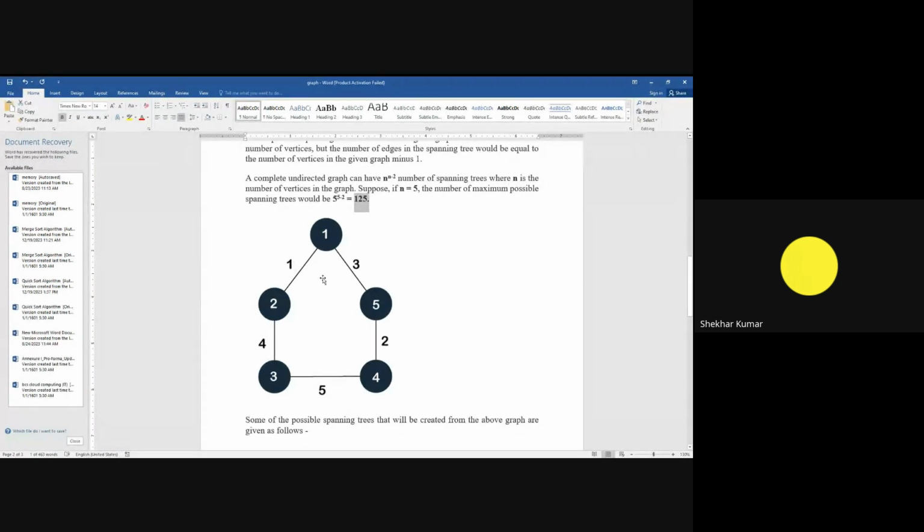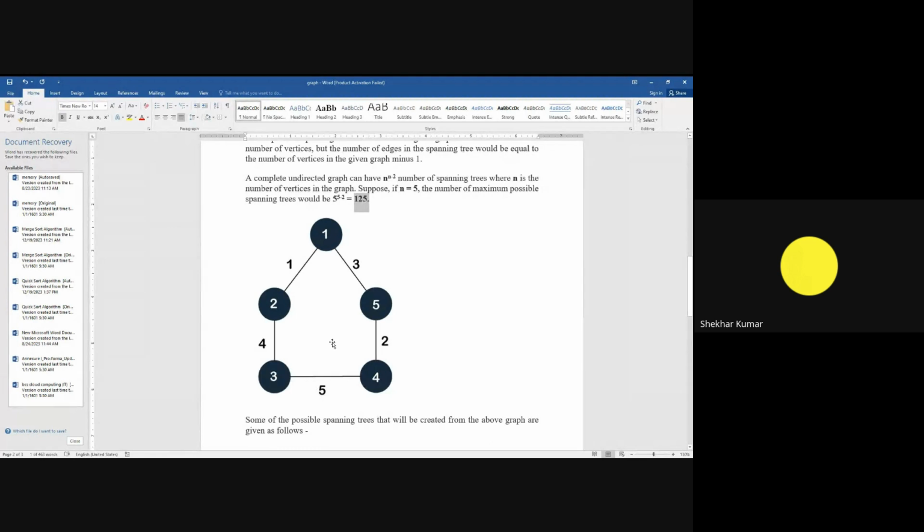I have selected this route at first. In the first time, I have selected this route 1 to 2 because the cost is minimum. Next, I have selected one more route, that is 4 to 5, that is next minimum. And then I have selected 1 to 5, that is next minimum. Then next minimum is 2 to 3, that is 4. I have selected these edges 1, 3, 2, and 4. I have excluded this one.